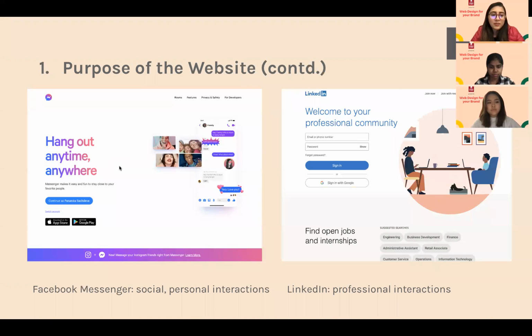The second example here is of Facebook Messenger and LinkedIn. So the purpose of the website is also determined by what actions a person would do on this website. For example, Facebook Messenger's purpose is to foster more social and personal interactions, and LinkedIn has a goal of fostering more professional interactions. And based on that, as you can see, the design is very different. Facebook is very colorful and fun, whereas LinkedIn is more muted and subtle with more blues.